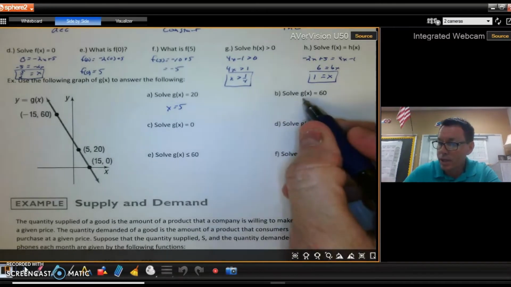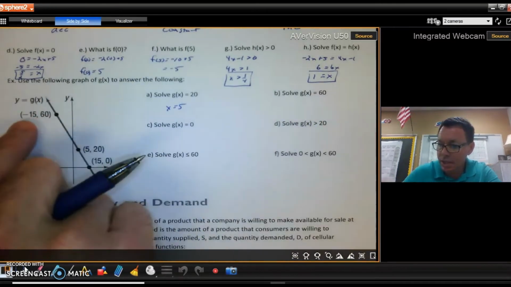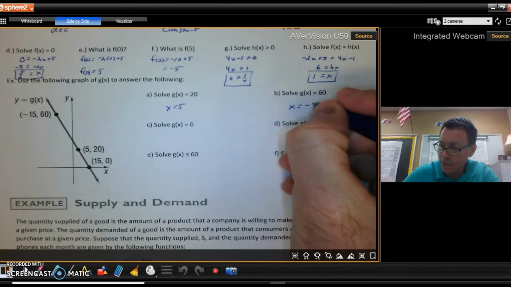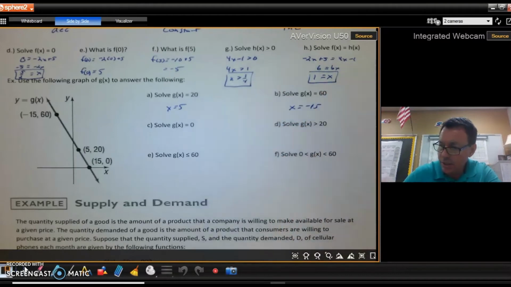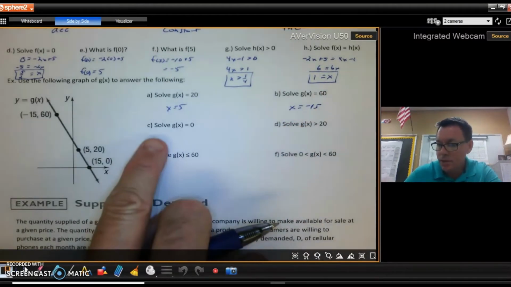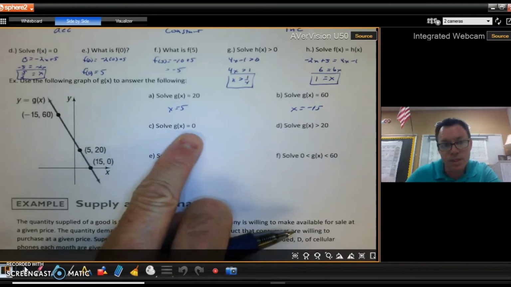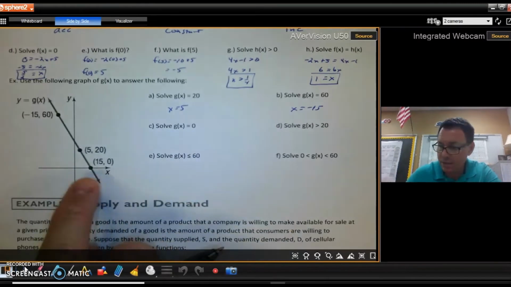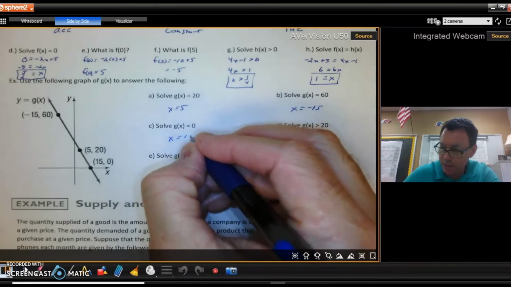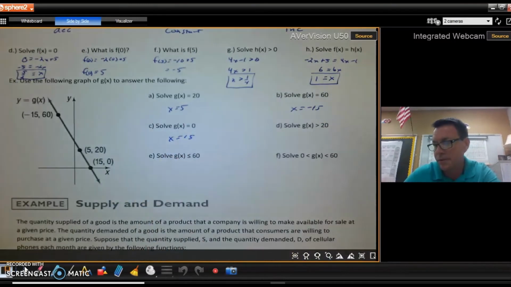Okay, solve g of x equals 60. So x equals negative 15. That would be the solution to that. Solve g of x equals 0. When does the function equal 0? Well, that's at 15, so x equals 15. I know, we're going pretty quickly here.